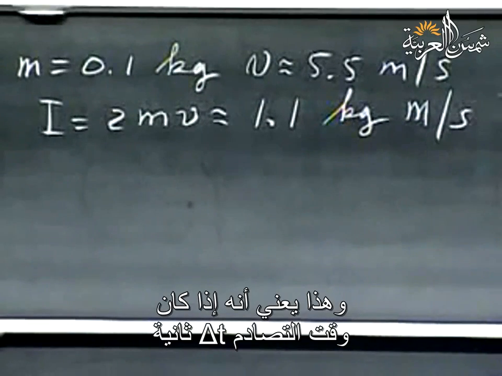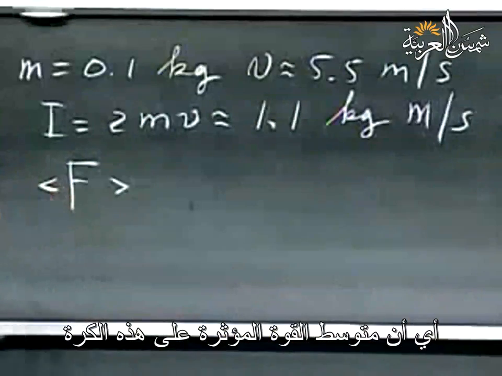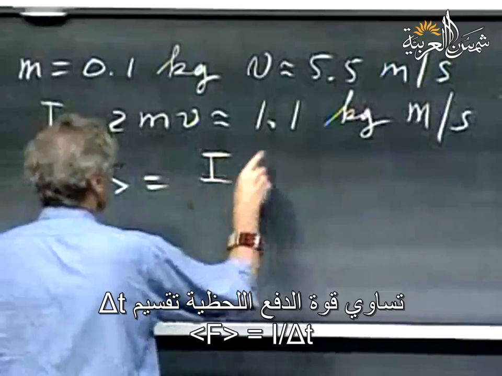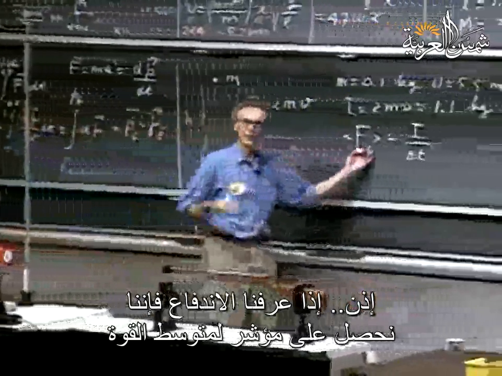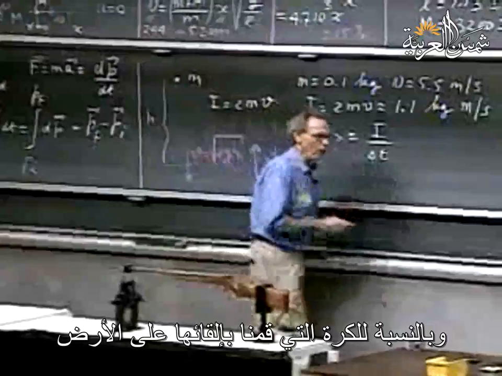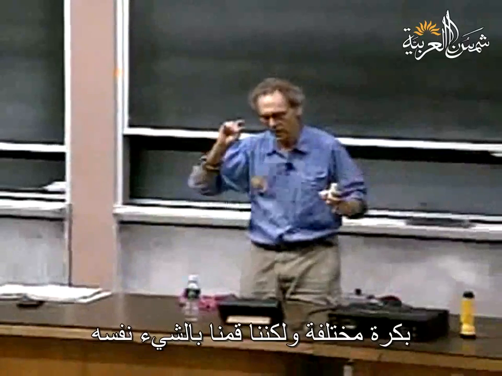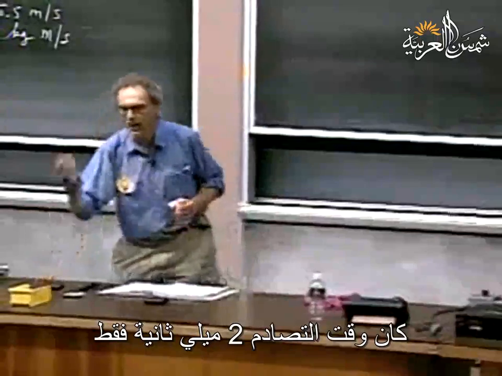And that means that if the collision time is delta t seconds, the average force acting upon this ball during the collision with the floor equals the impulse divided by delta t, because remember that was our definition of impulse. So if we know the impulse, we get a feeling for the average force. For the ball that I will drop on the floor, we have done fast photography. I will show you some results with a different ball, but nevertheless, we did it with the ball that I will drop very shortly, which is this one. That impact time is only 2 milliseconds.